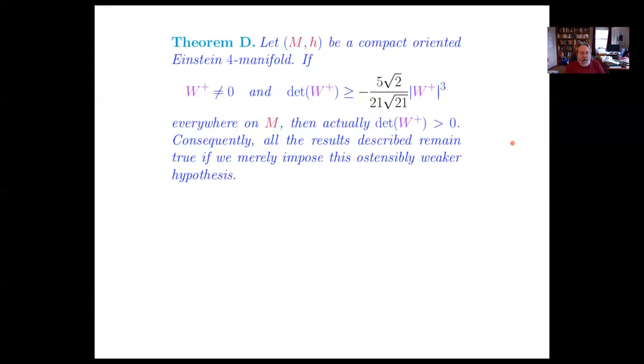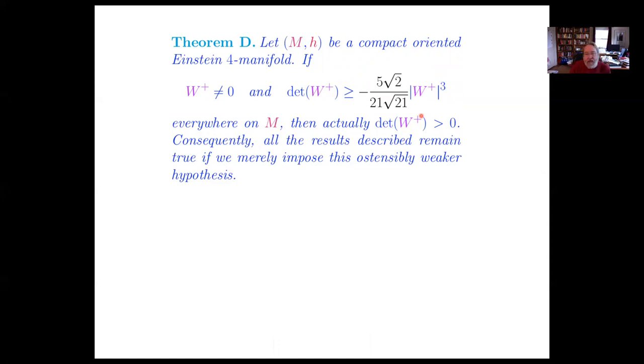Now, I said that my proof of Peng-Wu's criterion actually proves more. In fact, the sharp version of my argument is that if you have a compact Einstein four-manifold with W plus nowhere 0, and if the determinant of W plus is not too negative compared to W plus cubed, then in fact the determinant of W plus has to be positive.